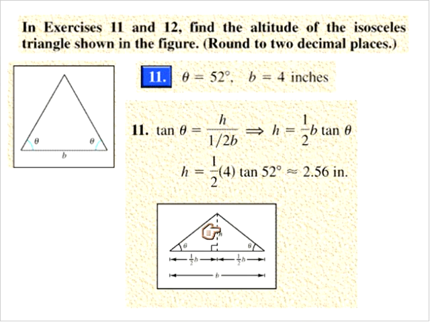To find the height, we would use opposite over adjacent. So which trig function is opposite over adjacent? That's tangent. So tangent of theta is h over 1/2 the base. We want to solve for h, so we want to find that altitude. So we have to multiply both sides by 1/2 b. So h equals 1/2 b times tangent theta, and let's plug in the values that we know. We know that b is 4 and theta is 52 degrees. So typing this into my calculator, I get approximately 2.56 inches for the altitude or the height of that triangle.